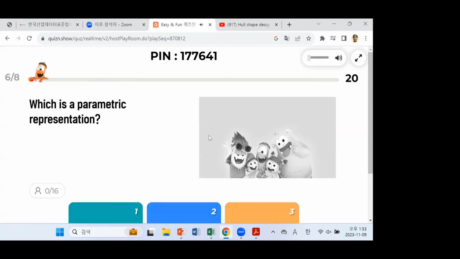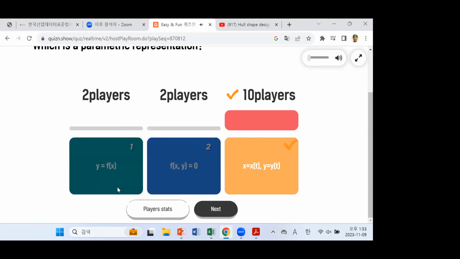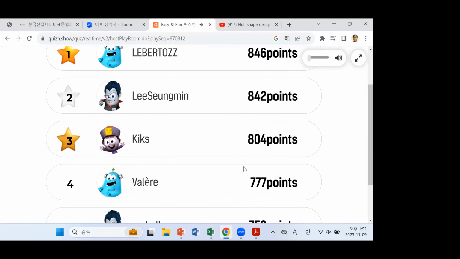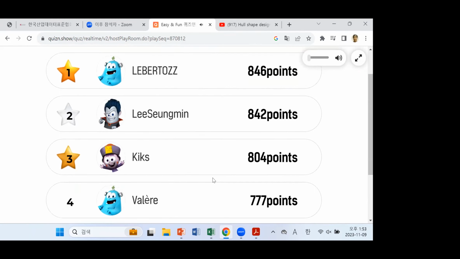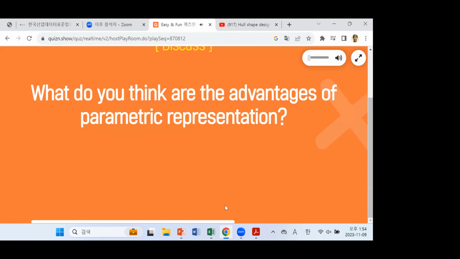And let's move to the parametric representation. Which one is the parametric representation? Number one is explicit representation. Two is implicit representation, and third is the parametric representation. The parametric representation uses one or more parameters, like here is t. Which is the parametric representation?